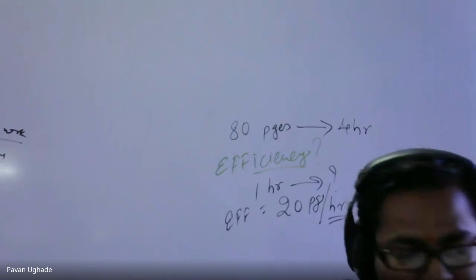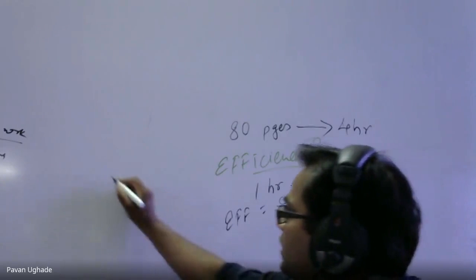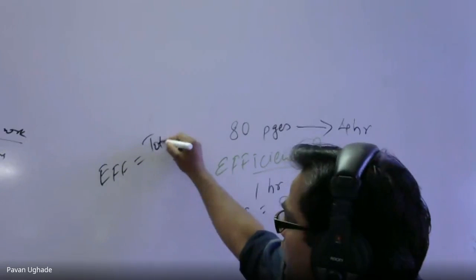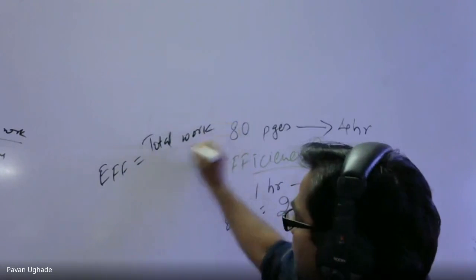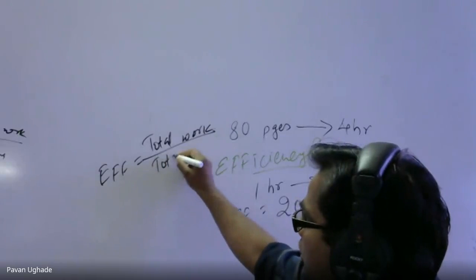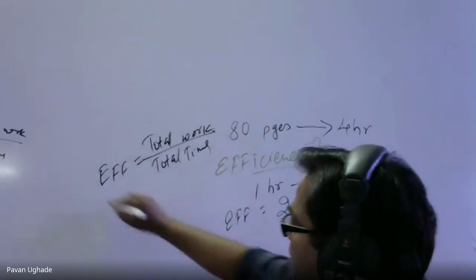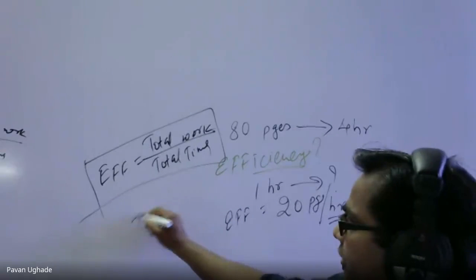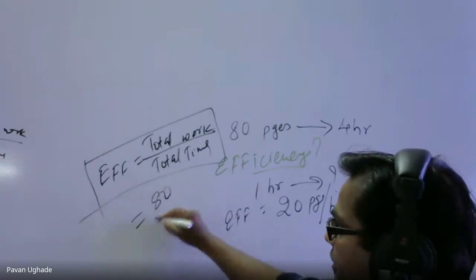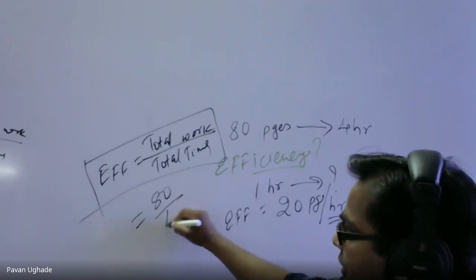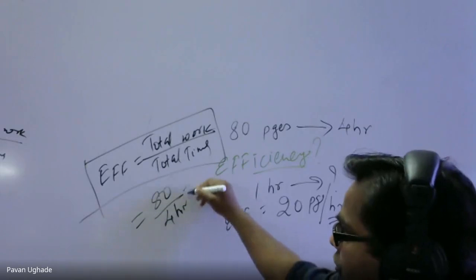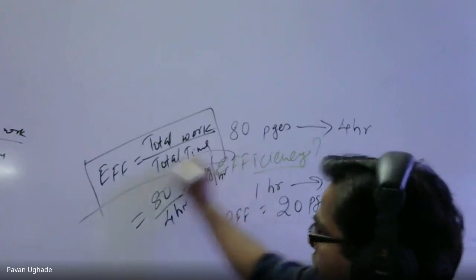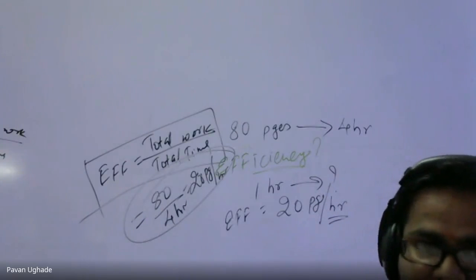So basically, I will put the efficiency in different words. The efficiency is nothing but total work done upon total time taken. So how have we calculated this efficiency? Total work is 80 pages, completed in 4 hours, right? So you will get 20 pages per hour. This is the efficiency of a person, right?